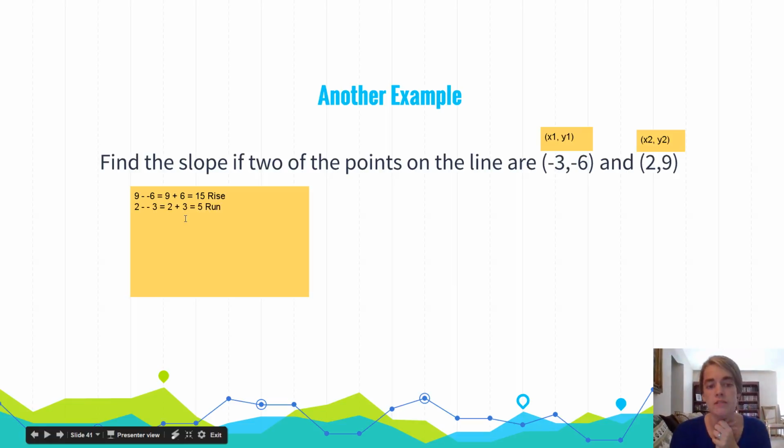So that makes our run 5. So rise divided by run is the same thing as 15 divided by 5, which is 3. So in other words, this just means that you are rising 3 and running 1 each time. So going up 3 over 1, up 3 over 1, up 3 over 1. So that is a positive slope here.